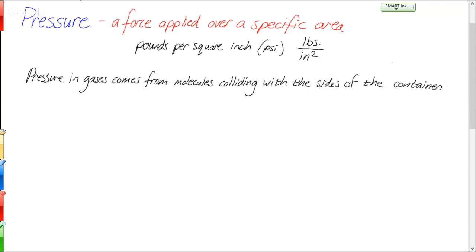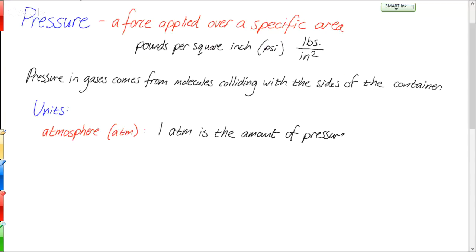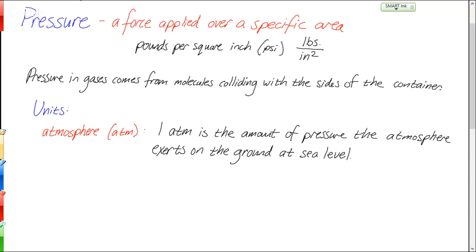And so we will often measure our pressure in relation to what we call atmospheric pressure. So some units of pressure that we'll use, the main one is called the atmosphere, or ATM. 1 atmosphere is the amount of pressure the Earth's atmosphere exerts on the ground at sea level. That's 1 atmosphere. And we're approximately at sea level here, so that's about right.